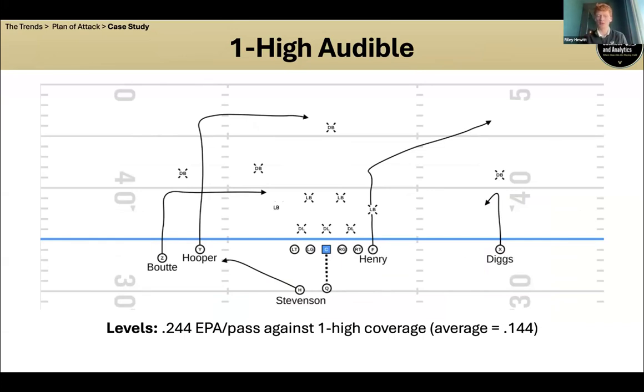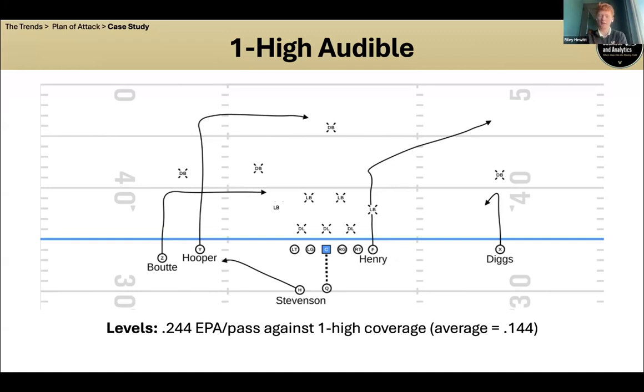Now, the reason we went with levels is because it is a great play against one-high coverage. As you can see, 0.244 EPA per pass against one-high coverage is exceptional. And conceptually, the reason that levels is so good against one-high coverage is the way it vertically stretches those linebackers covering the middle of the field. When Boutte and Hooper are crossing through those linebackers' zone, they're going to be forced to drop back onto Hooper or come up on Boutte, giving us an easy completion.